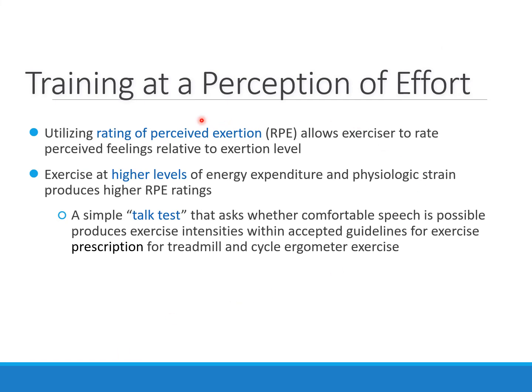Now, training at a perception of effort. So this is that rating of perceived exertion, or RPE, that I talked about. So this would be that 0 to 10 scale, or that 6 through 20 scale that I talked about. So this is using the perceived feelings relative to exertion level.